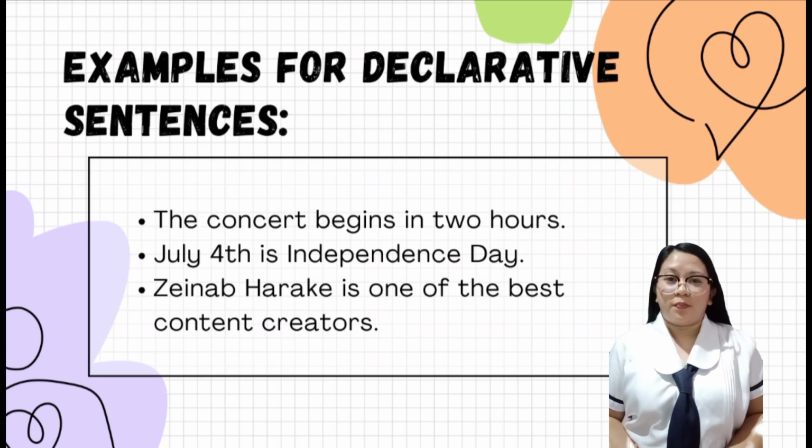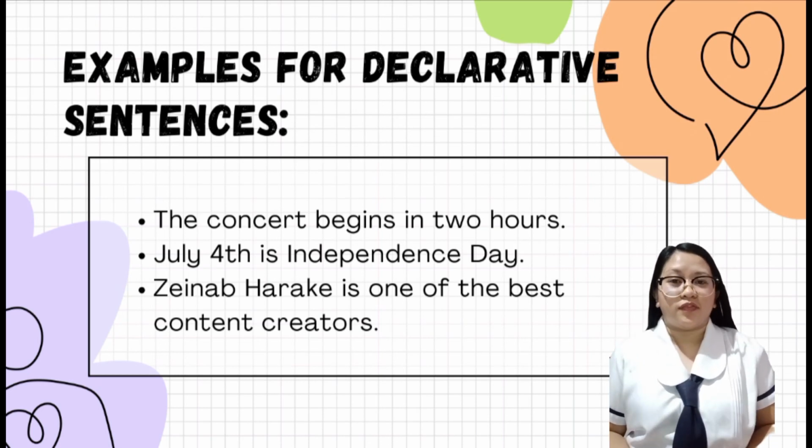These are the examples of declarative sentences. The first one, the concert begins in 2 hours. The second one, July 4th is Independence Day. The third one, Zainab Harake is one of the best content creators. Based on the given examples, we can say that these are declarative sentences because they tell us information or facts.